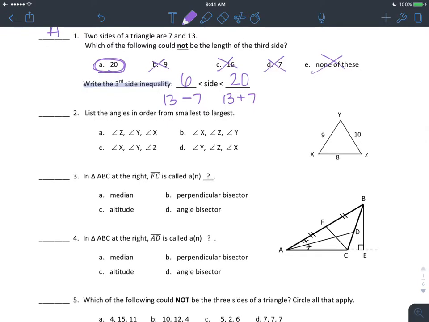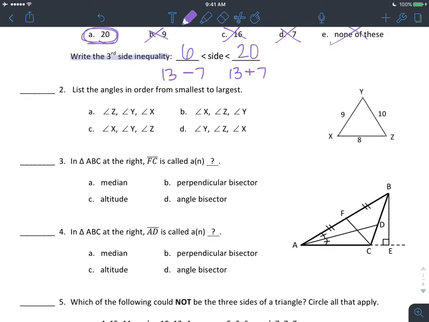All right, this next one, we did it in class, but list the angles in order from smallest to largest. The smallest angle is always going to be across from your shortest side. So across from our shortest side is angle Y. Then across from our middle side length is Z, and then our largest angle is X. So we're going to have Y, Z, X, which is answer choice D.